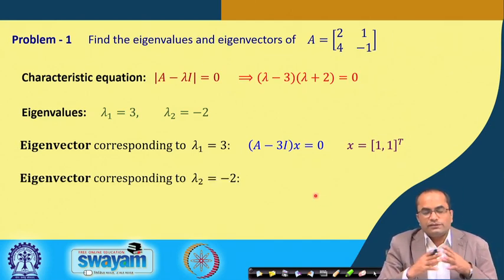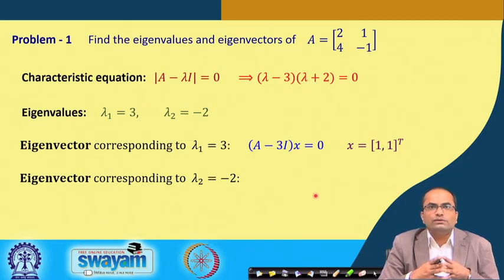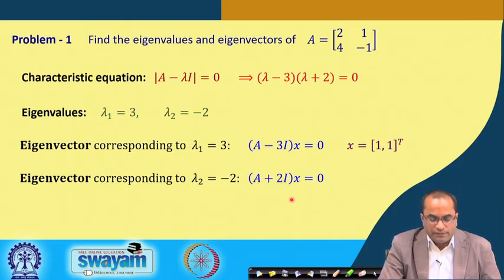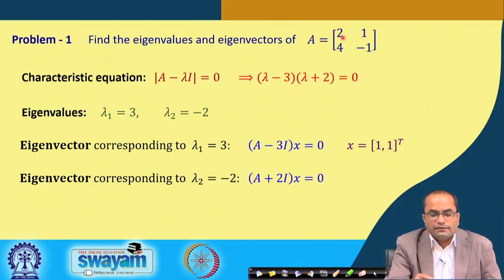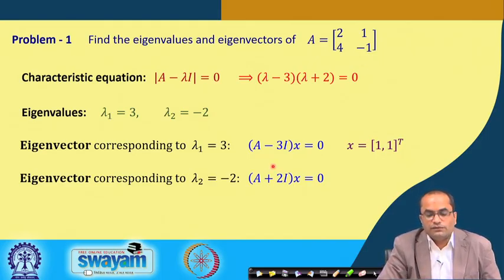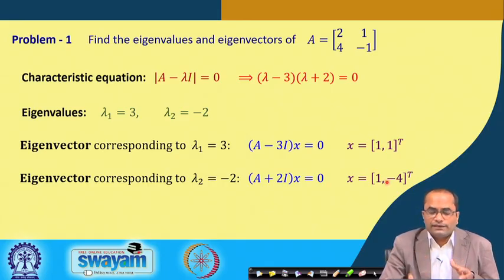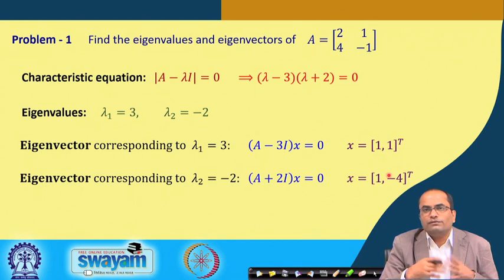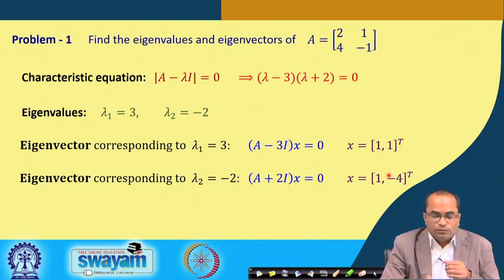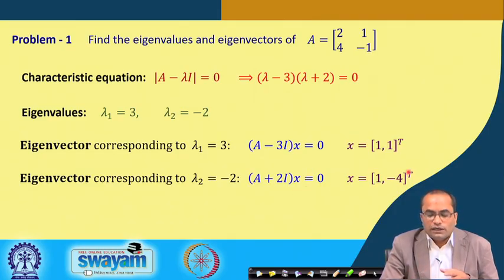Similar steps we have to repeat now for lambda 2 is equal to minus 2, and maybe I can skip that. So, here we have A plus 2I now. So, this 2 will be added now to the diagonal entries. So, we will have A plus 2I as the matrix 4, 1 and 4, 1, and from there we can get again one vector, 1, minus 4, but any multiple of this will also be an eigenvector. So, by solving the equation A plus 2I times x is equal to 0, we got the other vector here, which is 1 and minus 4.